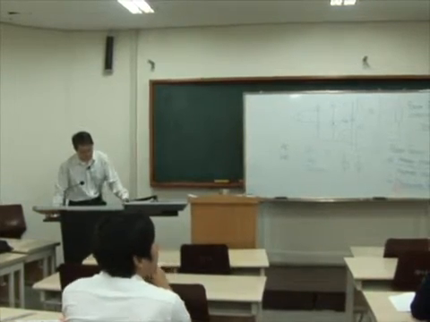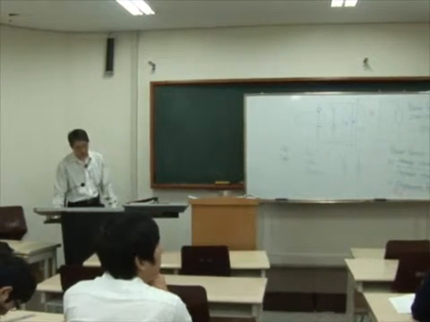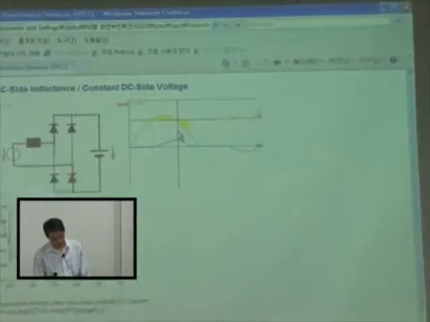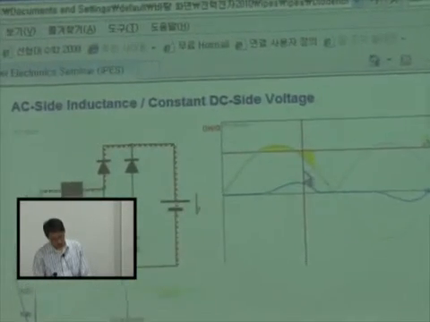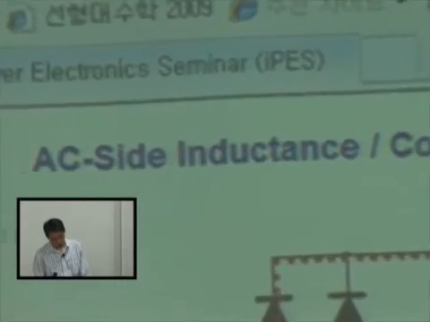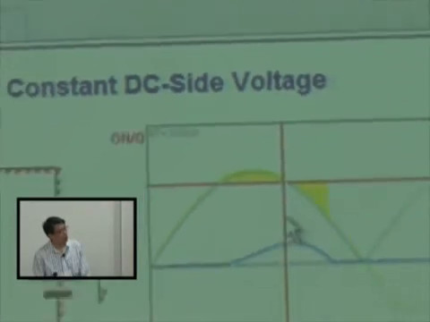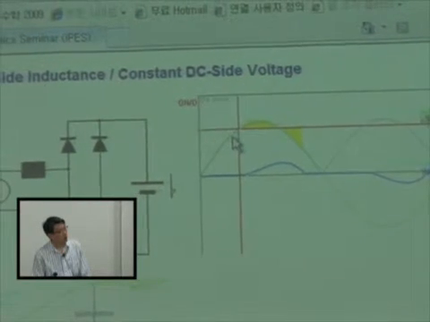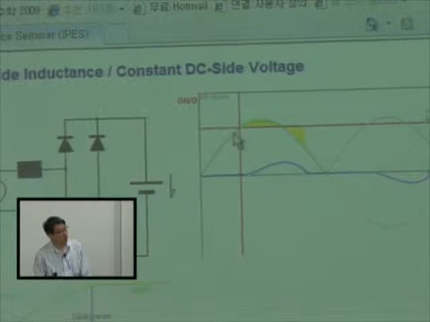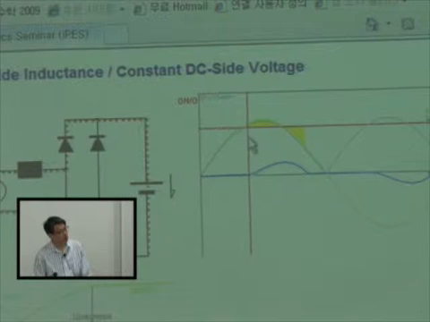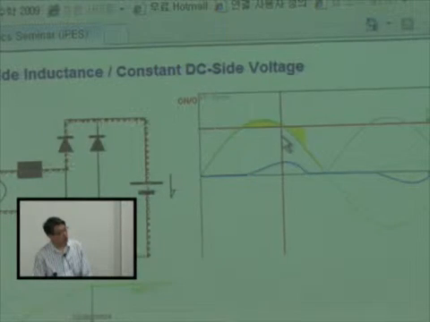Okay, so let's take a look at the other example. By the way, here you can take a look here. When the input AC voltage is now increasing over this DC link voltage, now it starts to conduct. But then why doesn't it turn off at this point?